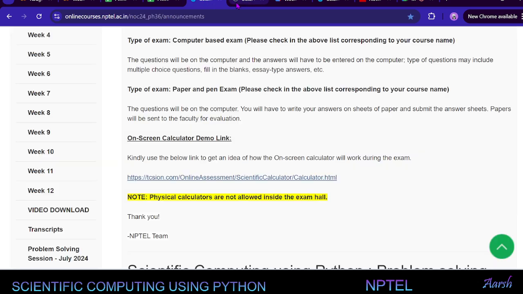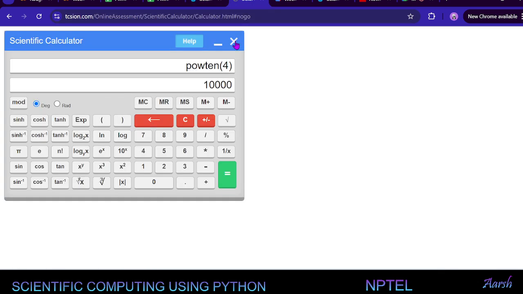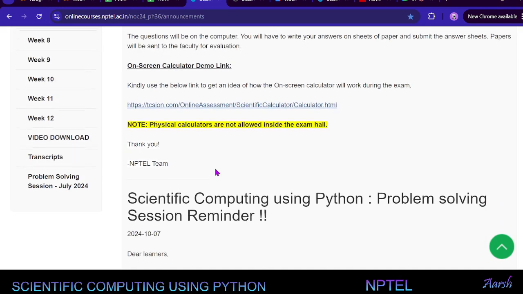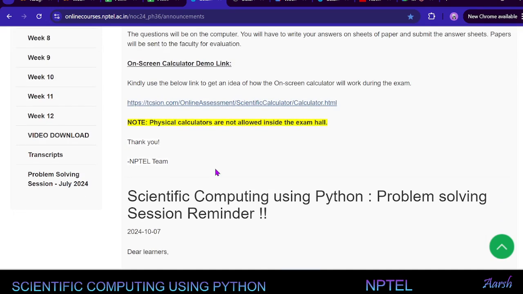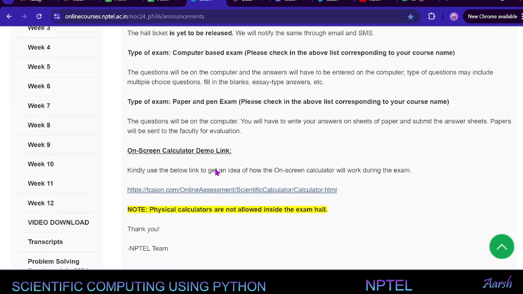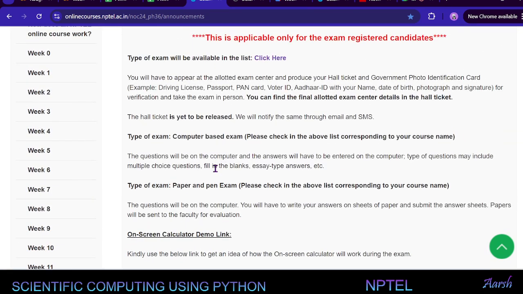But this will be computer based, and this calculator and programming will not be there then. Means the way it was told previously, programming will be there. It was told, but yeah, when I asked them, they said there will be 5 coding questions, and for that you will have some space to write a Python program.